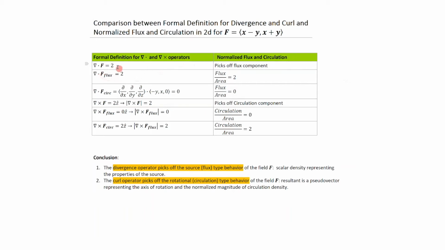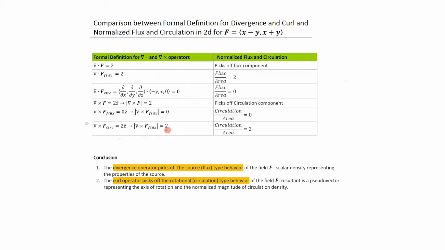The divergence of the field was 2. Divergence of flux is 2. Divergence of circulation was 0. The curl of the total field was 2. The magnitude was 2, but the curl was in the z direction. The curl of the flux component was 0. And the curl of the circulation component was 2z, but if we take its magnitude, it's equal to 2.